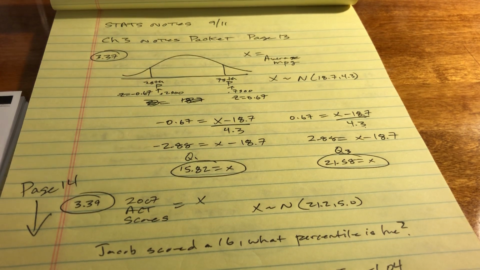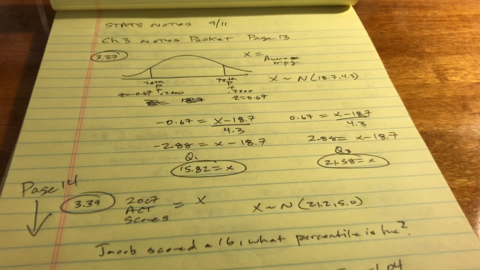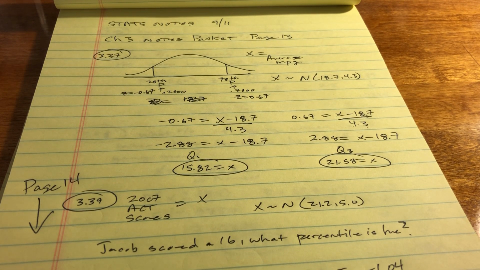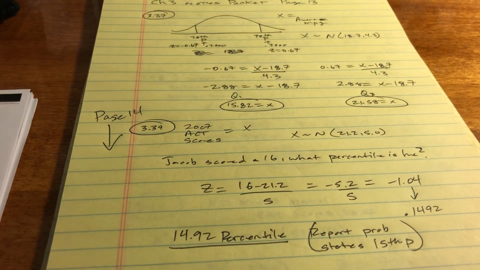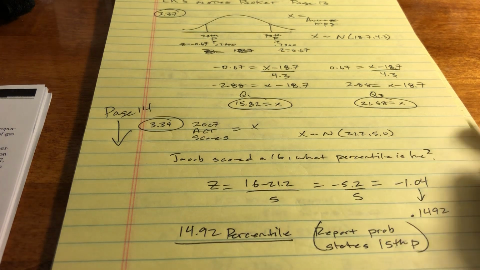So now we're on page 14. And that is the last full page we're going to do today. So page 14 in your note packet, flip it over. We're going to look at 339. It says, what's your percentile?